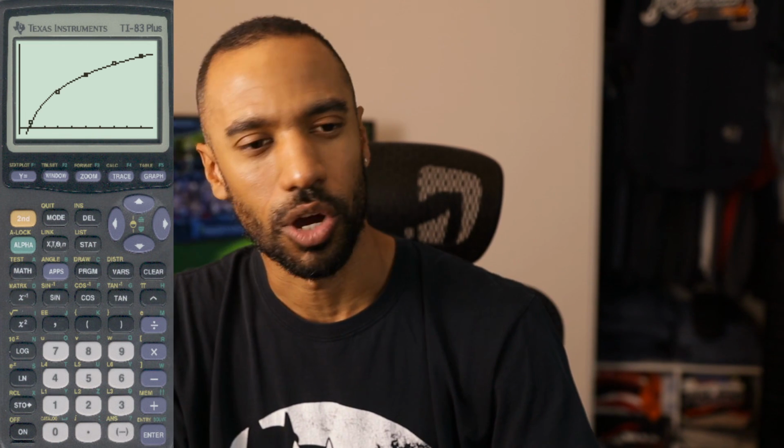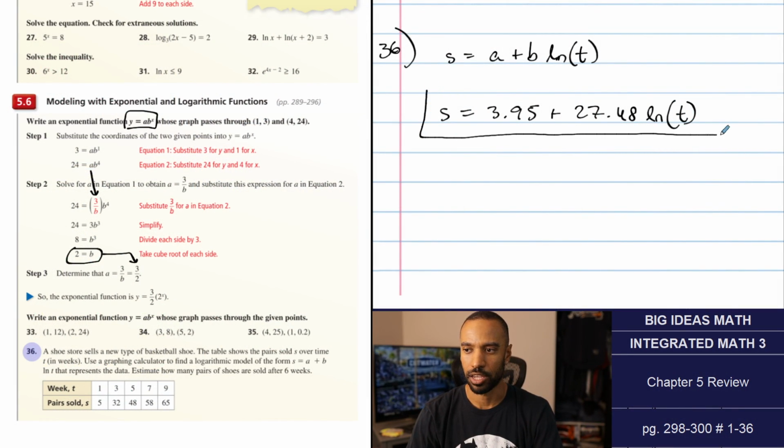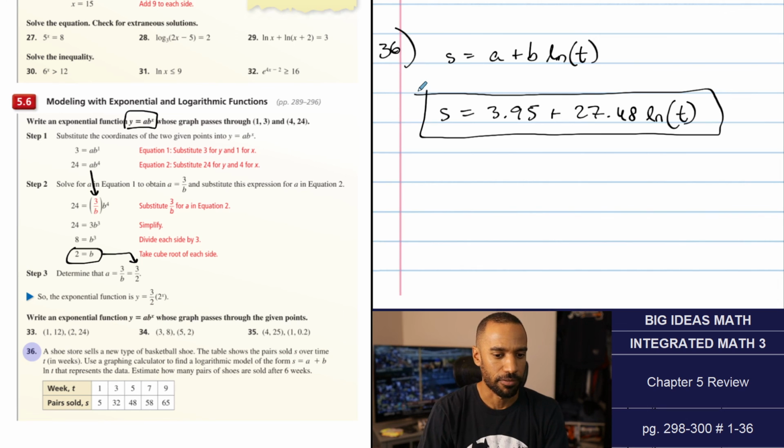So what was our equation? Let's go back. Y equals A. Let's do 2 decimal places for each. So S equals 3.95 plus 27.48 times the natural log of T. So our equation is going to look like this with quite some accuracy there. That is a model that fits our data.